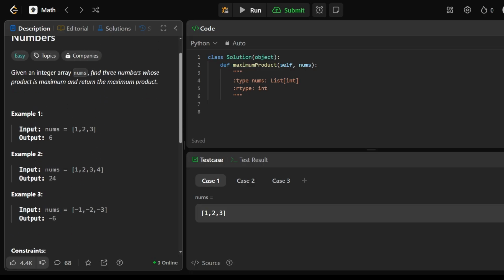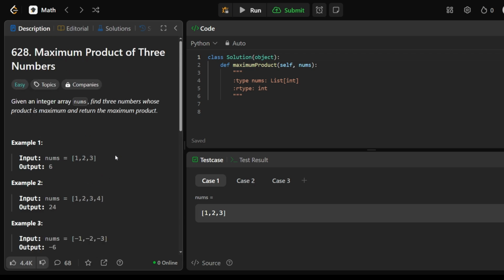Here we can see we have 1, 2, 3, so 1 times 2 times 3 is going to be 6. Here we have 1, 2, 3, and 4, so we have four numbers, and we can see the maximum product among three of them is 24. And in this case, we have three negative numbers, so we have negative 3 times negative 2, which would give us 6, times negative 1 would give us negative 6.